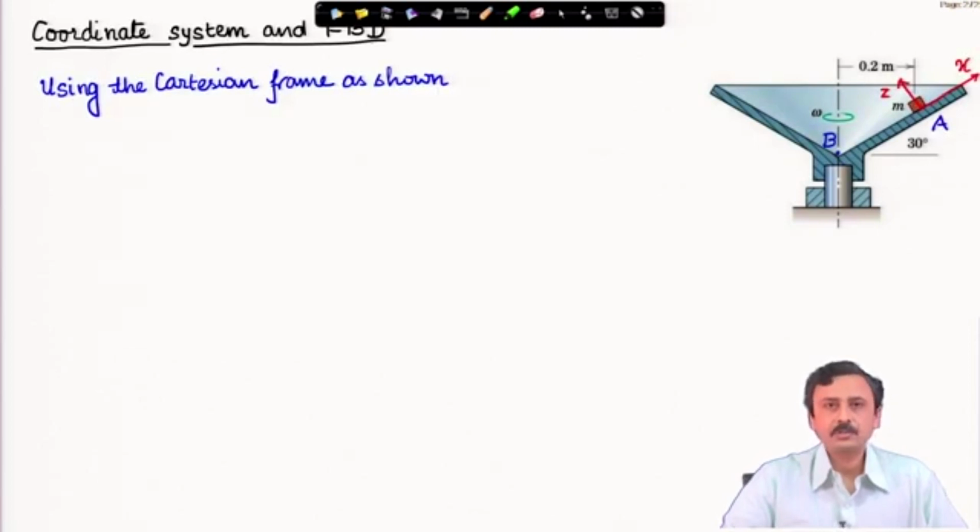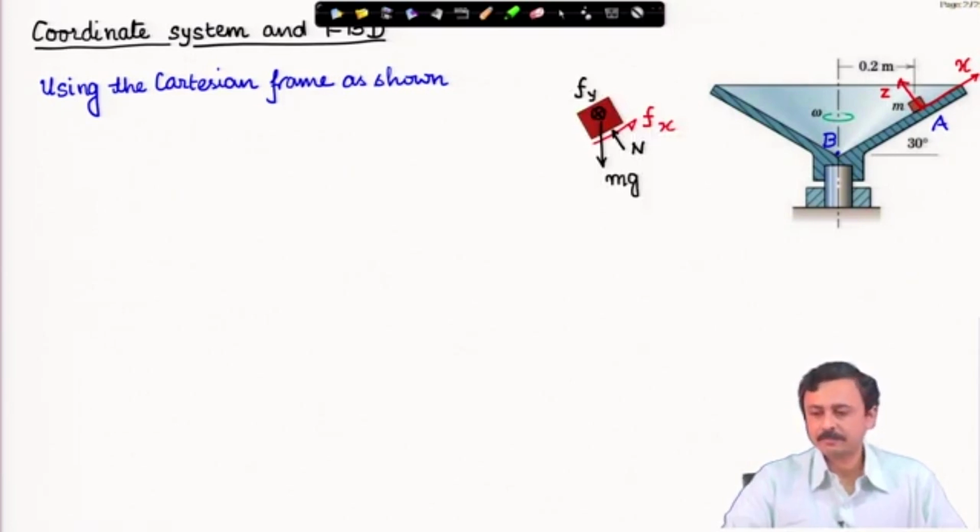First step is to set up the coordinate system. And you notice the way I have set the coordinate system, I have taken x axis along the plane upwards, z axis perpendicular to the plane upwards, and y axis therefore must be perpendicular to the plane of the screen and into the plane. Once we have this coordinate system fixed, then we draw the free body diagram.